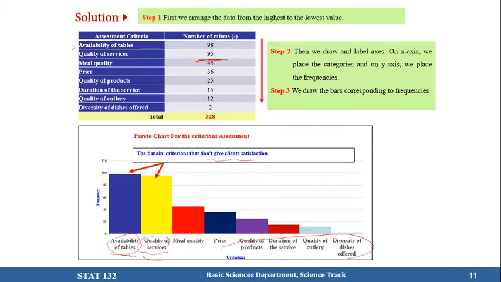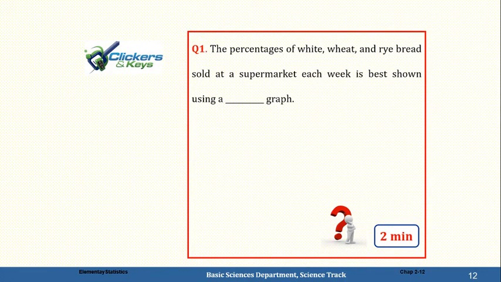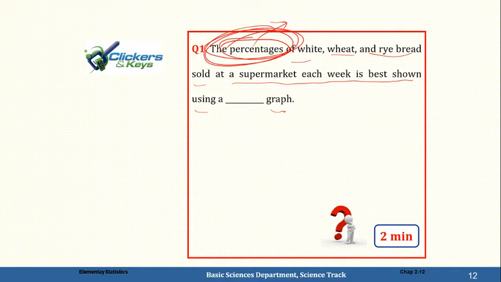Okay, that's the Pareto chart. And now let's look at some exercises here. Now, the percentages of white wheat and white bread sold at a supermarket each week is best shown using what type of graph here? The key thing here is the percentages. We want to find the percentages, and here there are only two.